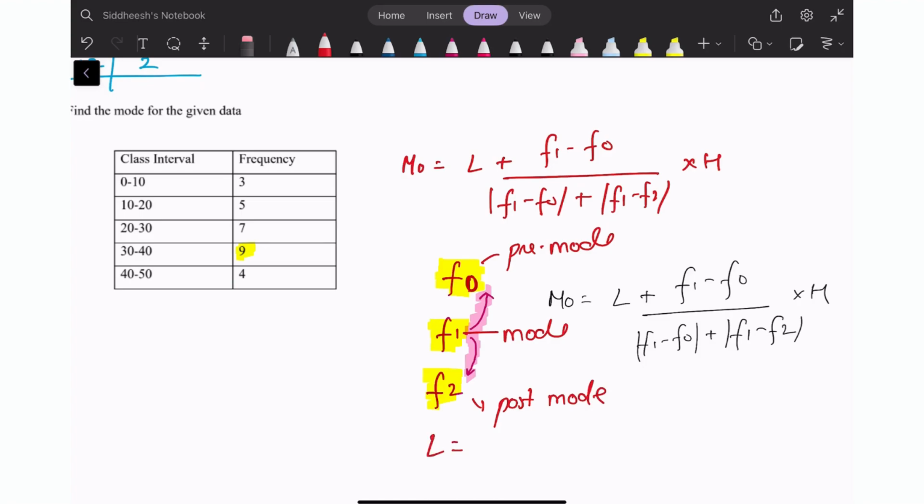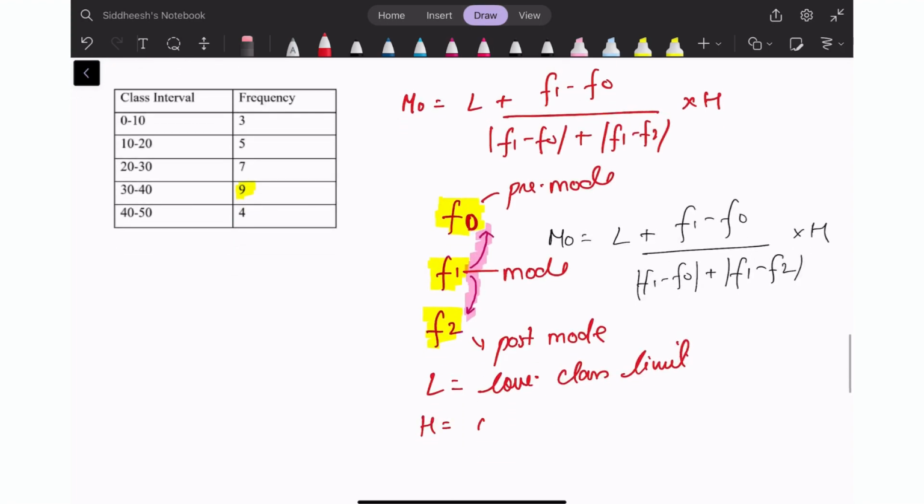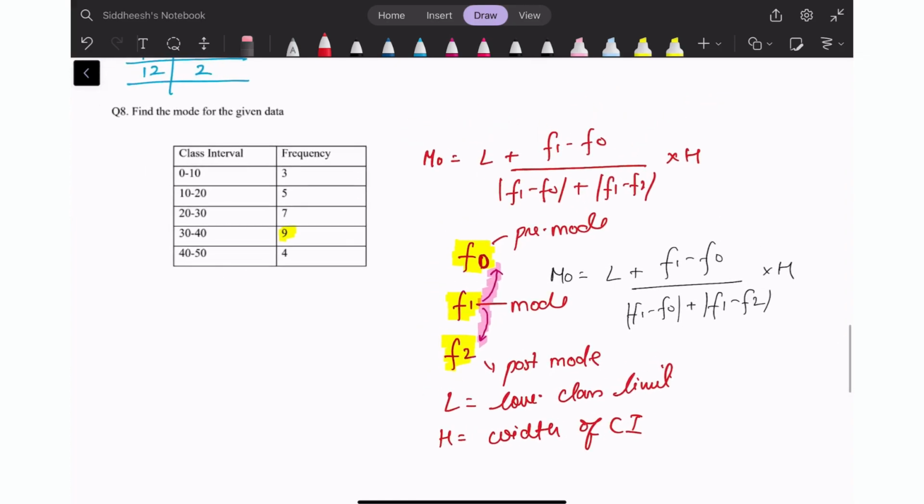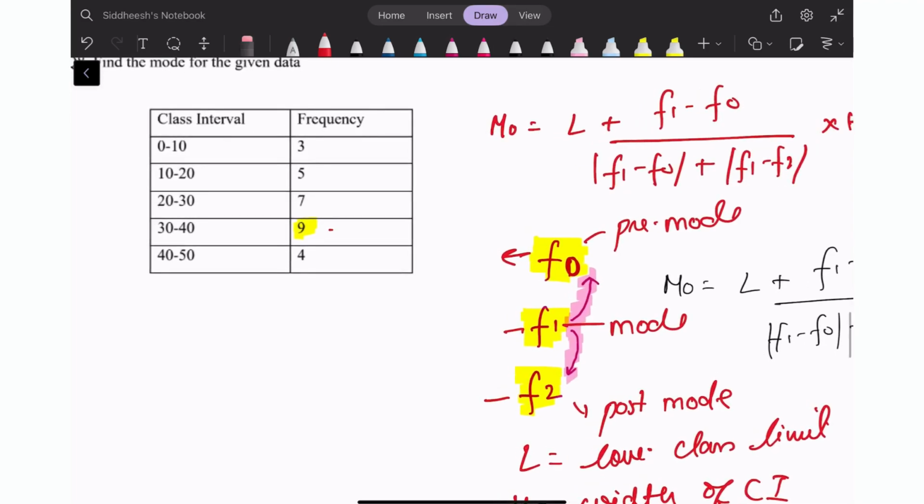So L is the lower class limit. What about h? That is the width of the class interval. Simple. f0 is the pre-mode, f1 is your actual mode, f2 is your post mode. Now 9 will be your mode, so this is your f1. What about pre-mode? That is 7. What about your post mode? That is 4.